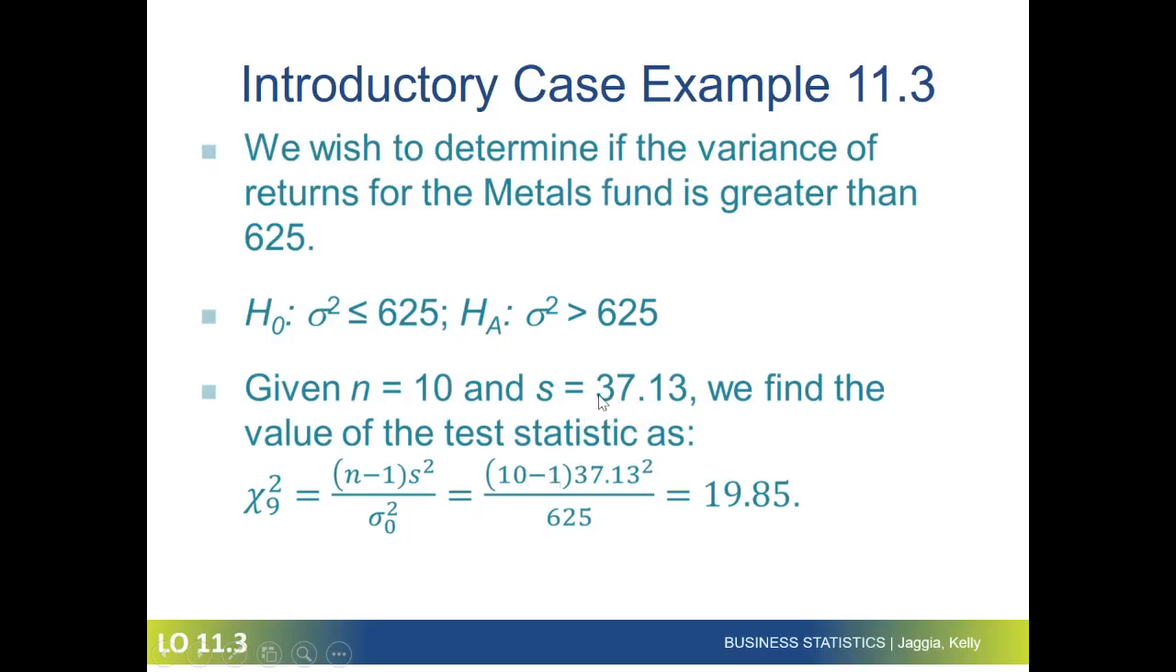We know that the sample standard deviation here is 37.13. Let's square it, and we're going to divide by 625. So we know that with 9 degrees of freedom, the chi-squared statistic is 19.85. Now the question is, what is the chance that I could go out, draw a sample of size 10, get this as my standard deviation, and still not pass this threshold?